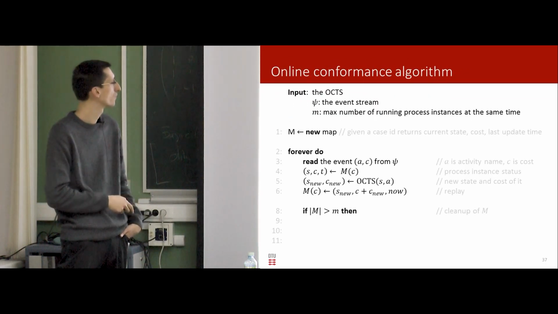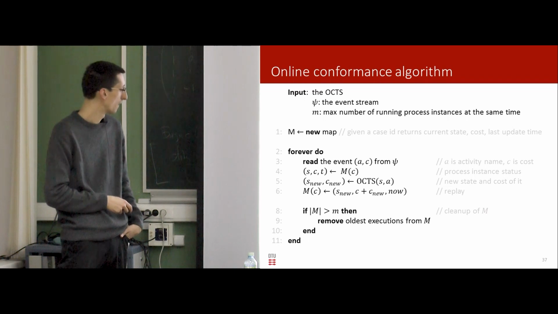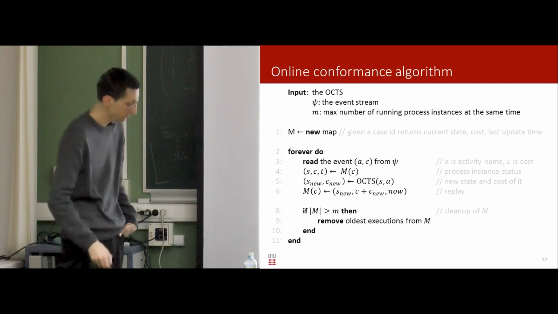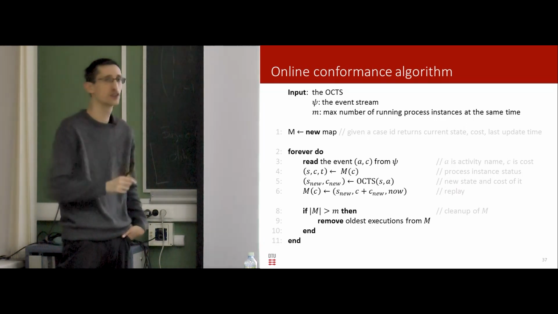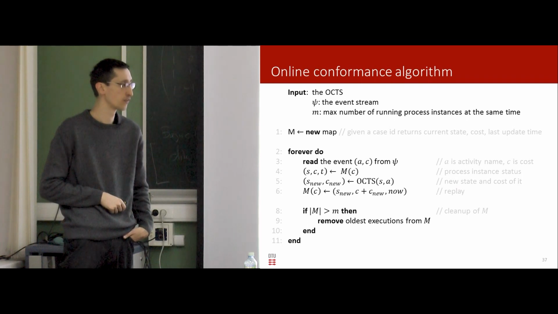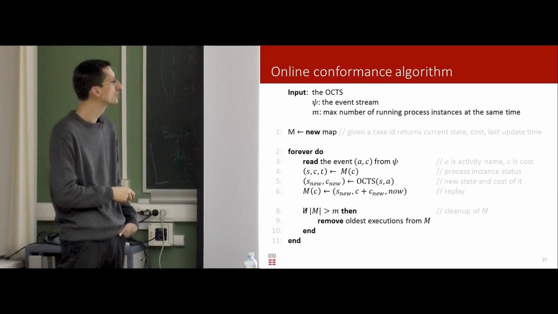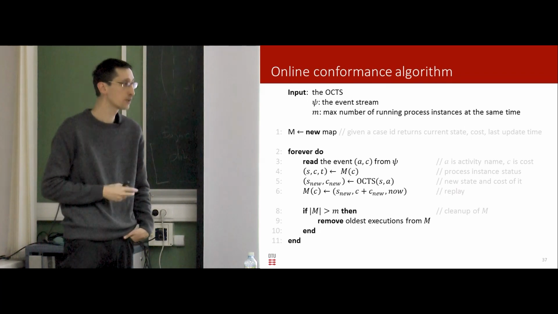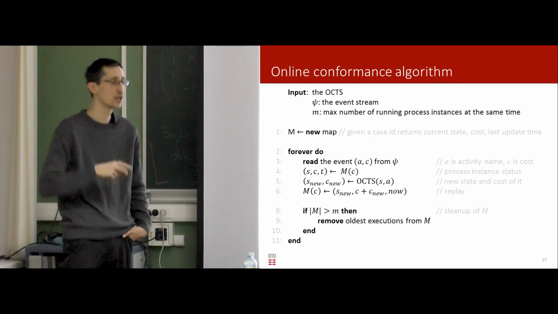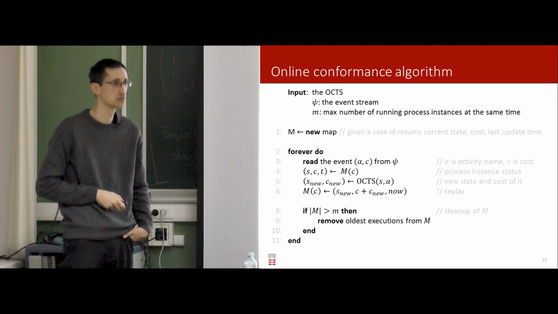Okay, then the online conformance is actually fairly simple, in the sense that it is just reading the events from the stream, picking the current state of the execution, and then continuing and performing the replay from this state to the next one, following the observed event, and summing up the costs.